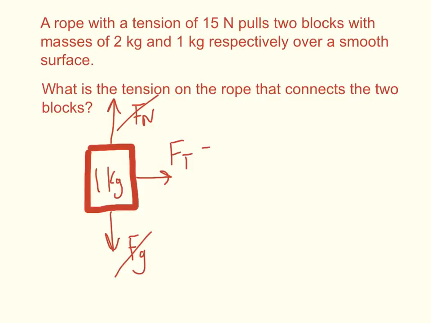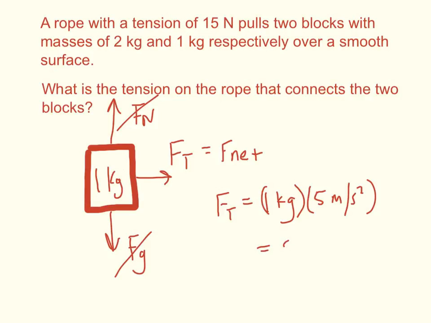So in this particular case, the tension in the rope is our net force, and as we know, net force is equal to mass times acceleration. So to find that tension, Ft, we simply take the mass, 1 kilogram, and we know from the last part that our acceleration is 5 meters per second squared, so we simply multiply those two numbers, and we get a force of 5 newtons.